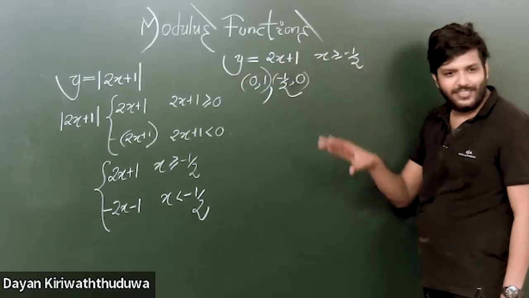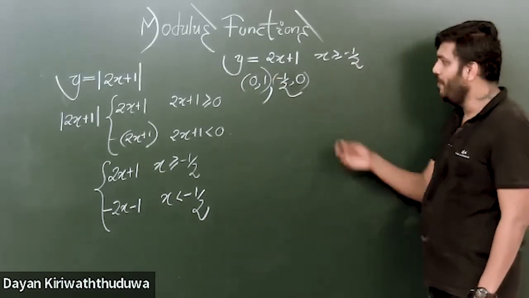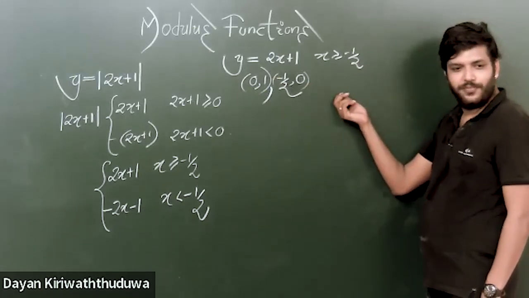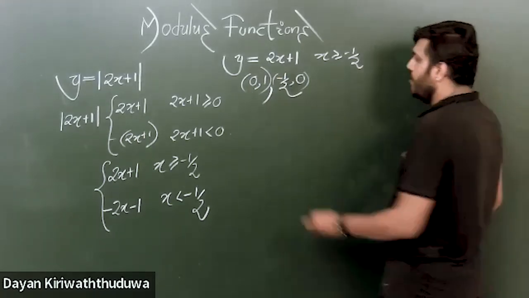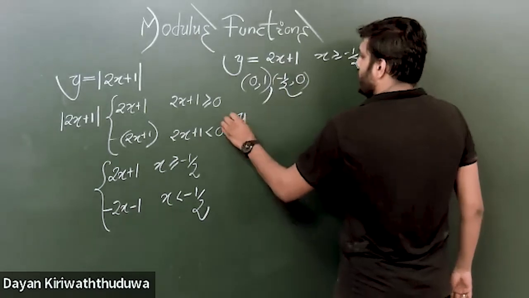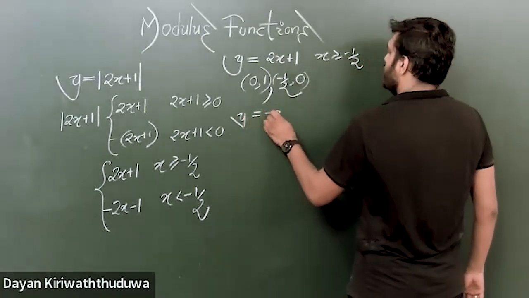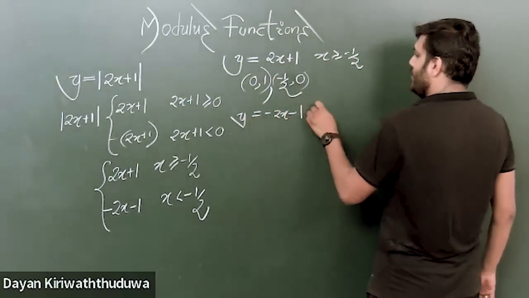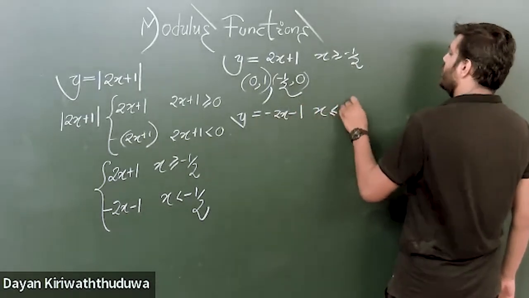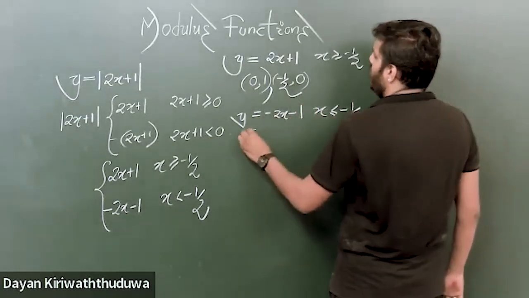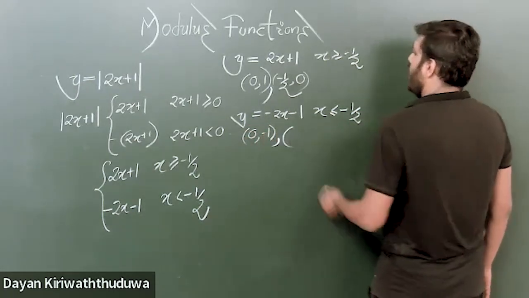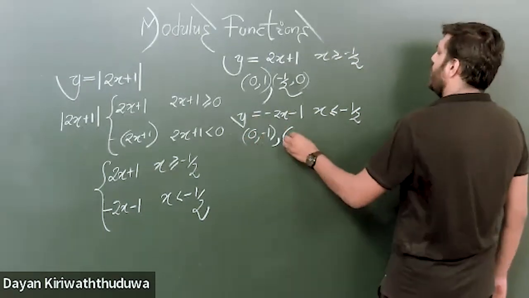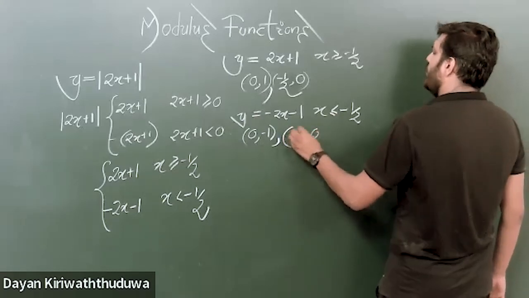You don't have to write the things down. So y equals minus 2x minus 1 when x is less than or equal to minus half. So when x value is 0, y value is minus 1. And when y value is 0, x value is minus half. Isn't it?